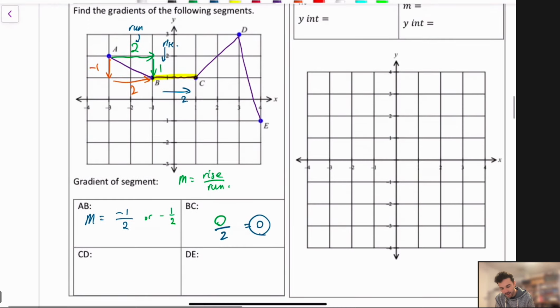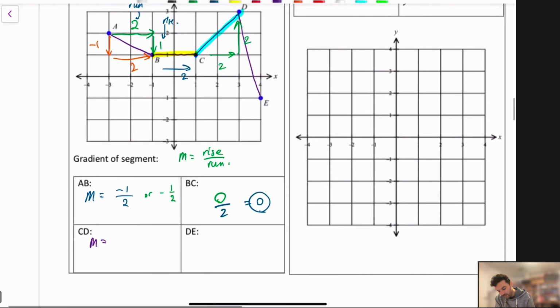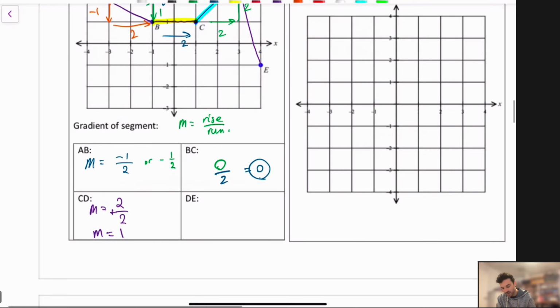CD, we can see now that it's positive. It's going uphill. So it's going across 2, up 2. So here we go. M is equal to rise 2 on 2, and it's a positive gradient. And we can simplify that. M is equal to 1. Okay? Now, whenever we have a number floating there just by itself, like M is 1, M is 3, it's always 3 over 1 or 2 over 1. So this is equivalent of saying 1 over 1. For every 1 it goes across, it's going up 1. So it's a really handy strategy to think about. If a number's just floating there, put it over 1.